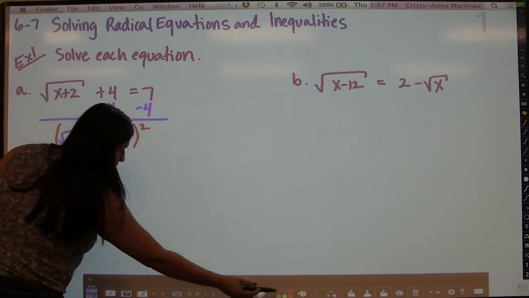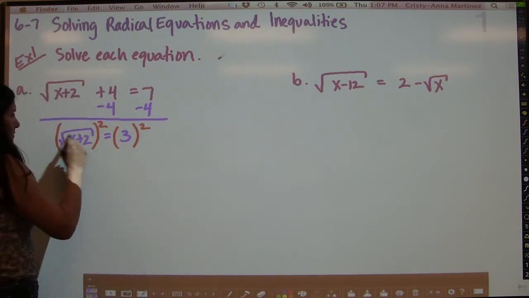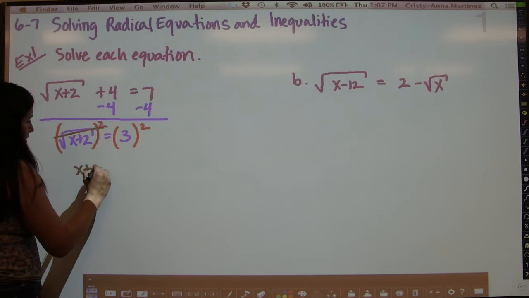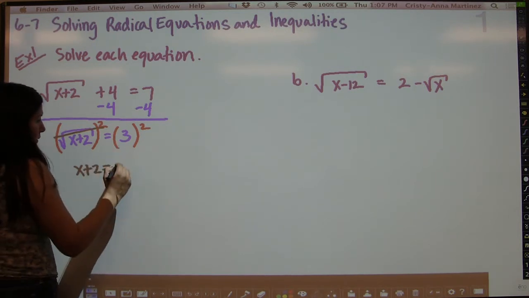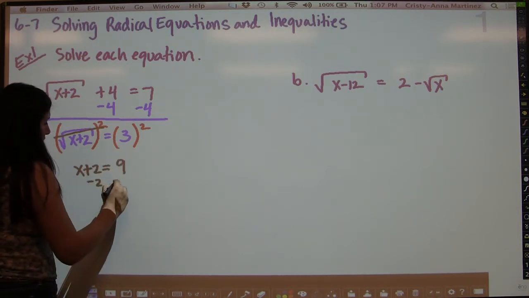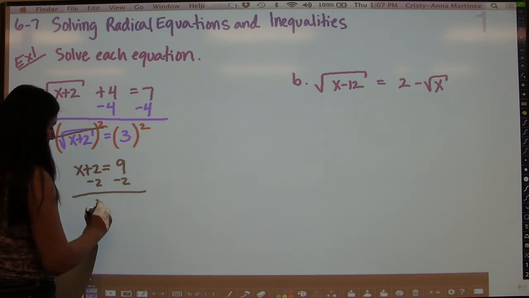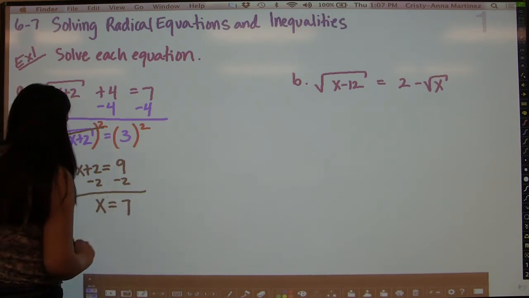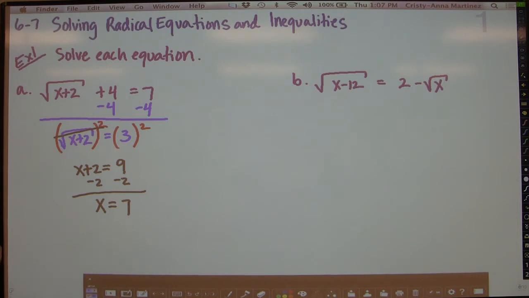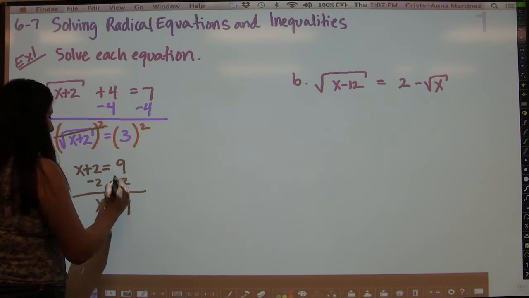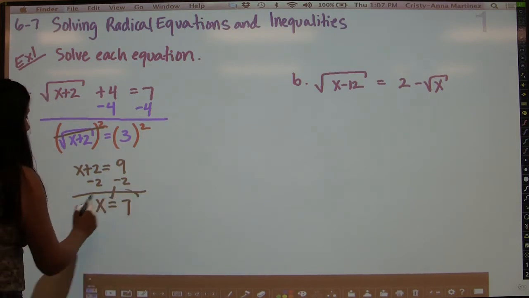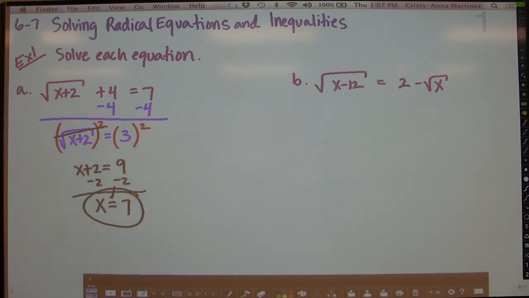Back to what we were doing here, it's going to cancel, and you're going to get x plus 2 equals 3 squared, which is 9. You subtract 2, and we get that x equals 7. And we definitely want to check our solution just to make sure that it actually works. We know that 7 plus 2 is 9, and the square root of 9 is 3, and 3 plus 4 is in fact 7. So in this case, x equals 7 works. So our solution there is x equals 7.